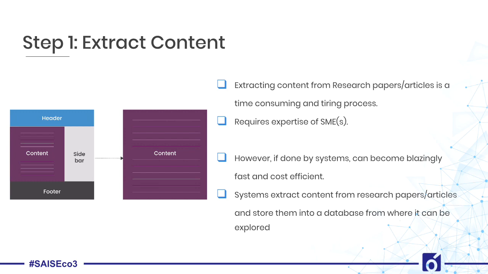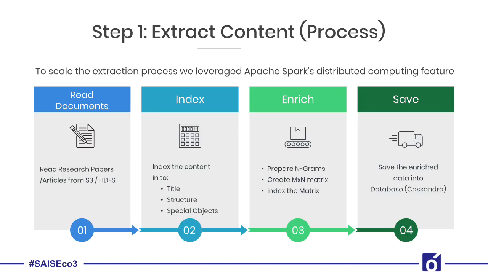However, if we can extract that information through systems, then this process can become a lot faster and more cost efficient. Also, systems extract content from the research papers and articles and store it in a database, from where it can be used for further exploration or analysis. Now, let's take a look at the extraction process.